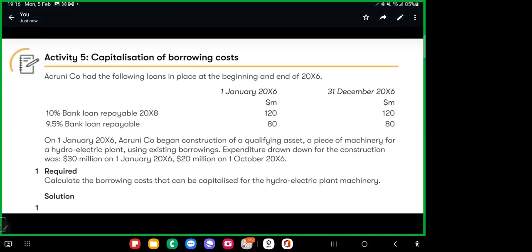A company had the following loans in place at the beginning and end of 2016. 1 January 2016, 31 December 2016: 10% bank loan repayable in 2018, 120; 9.5% bank loan payable, 80. So is there any repayment that has taken place?